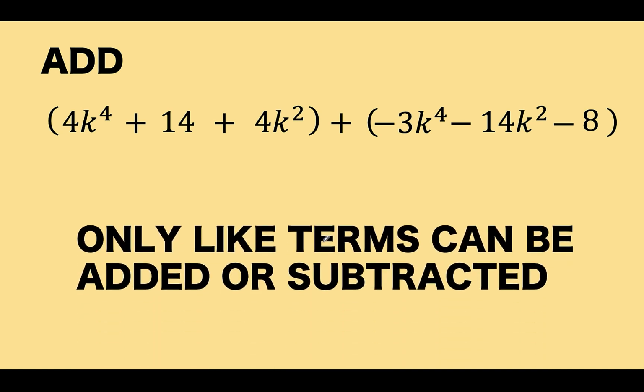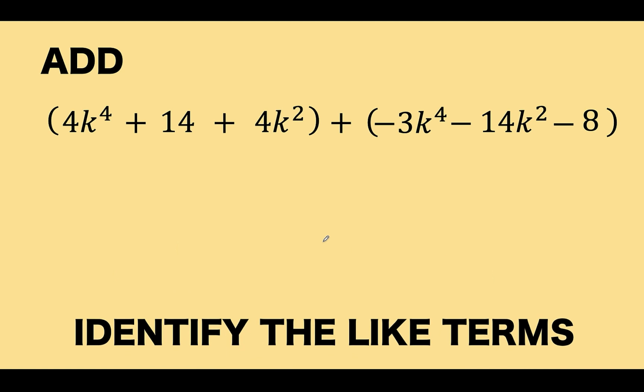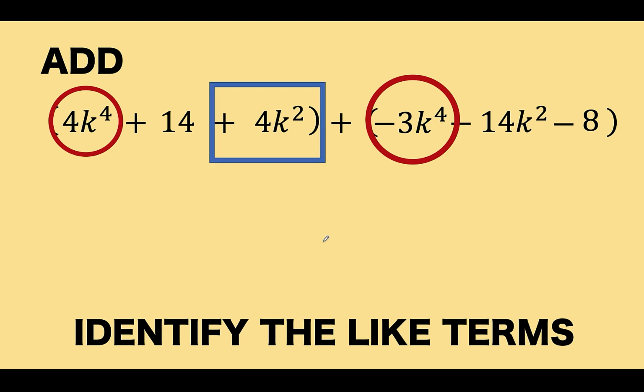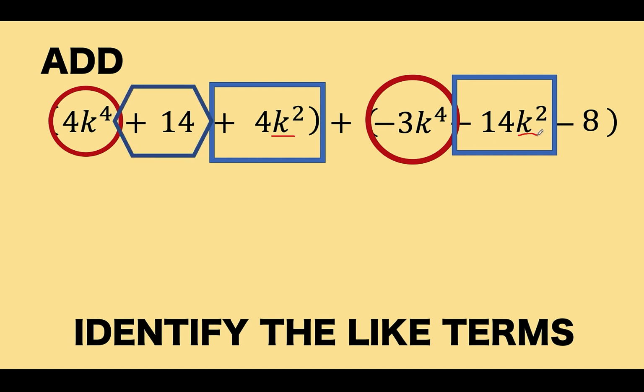Again, only like terms can be added or subtracted, so let's identify the like terms. 4k to the fourth and negative 3k to the fourth are like terms. Their variables are k to the fourth, k to the fourth. Positive 4k squared and negative 14k squared are also like terms because the variable part, k squared, is the same. And all constants are like terms also.